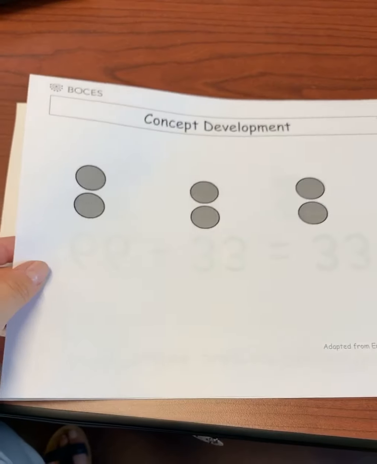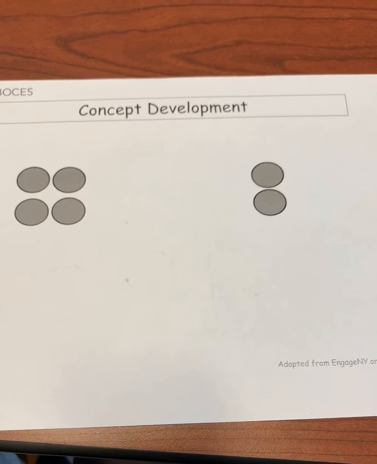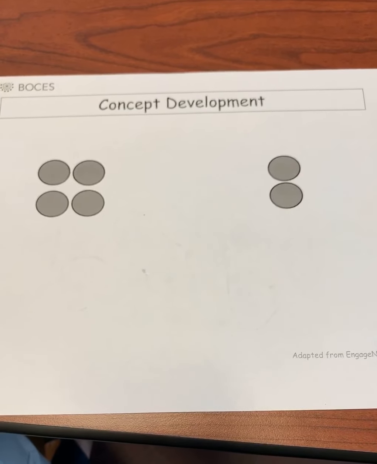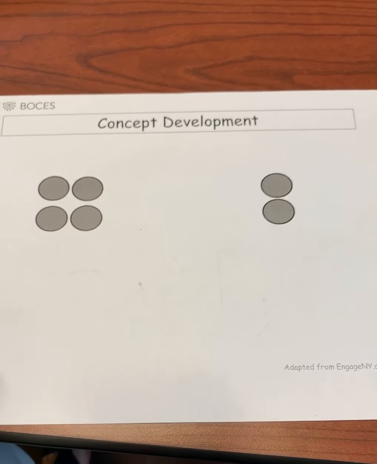So that's really important that we know the difference, right? Equal groups, not equal groups. The number's still the same, 6. I have 6 counters here and 6 counters here, but one is in equal groups and one is not.